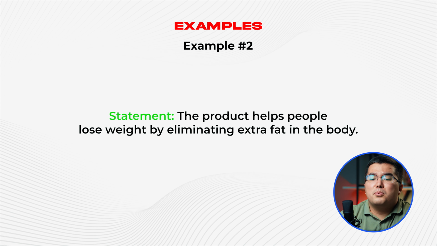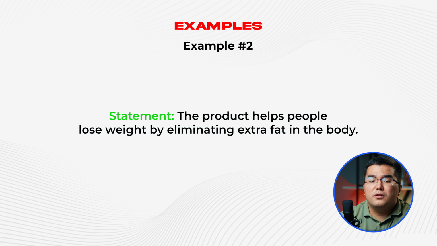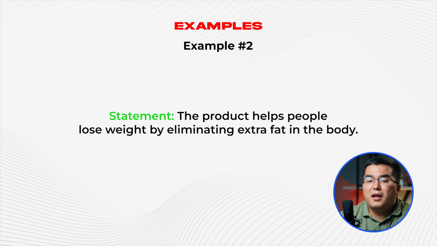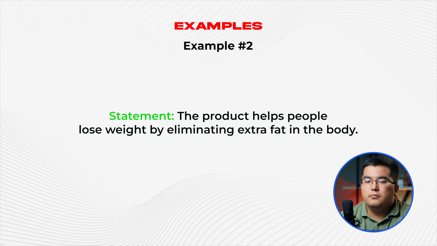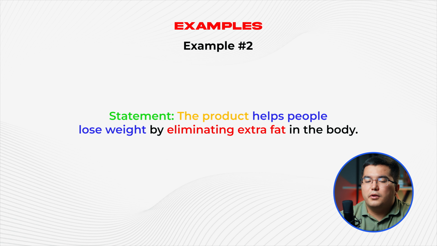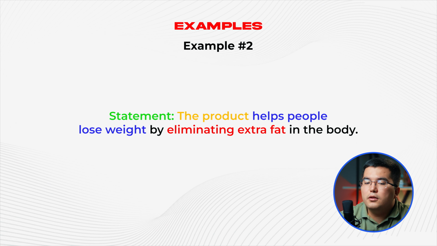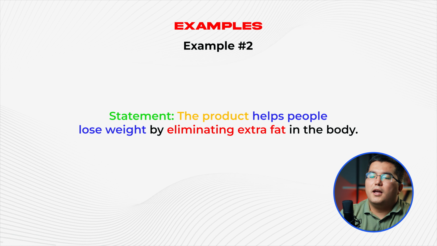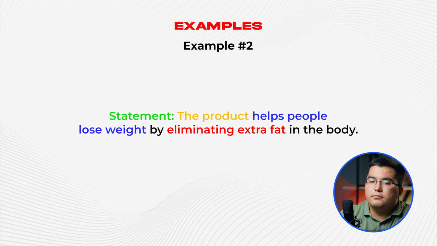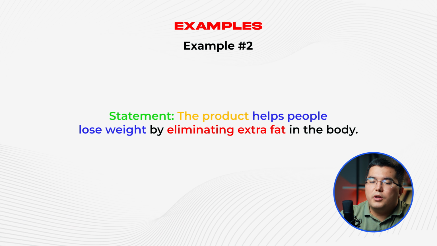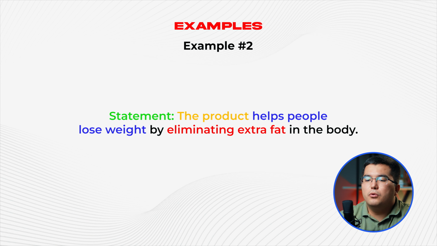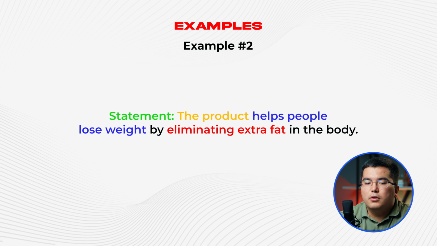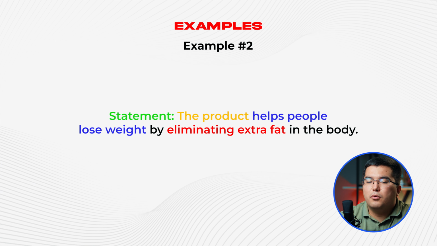Now look at the second example. Look at the statement first. The product helps people lose weight by eliminating extra fat in the body. So what is the keyword? Product. I need to find information about product. And the other keyword that I have here is lose weight. So it should be a product which helps people to lose weight. How? Eliminating extra fat in the body.